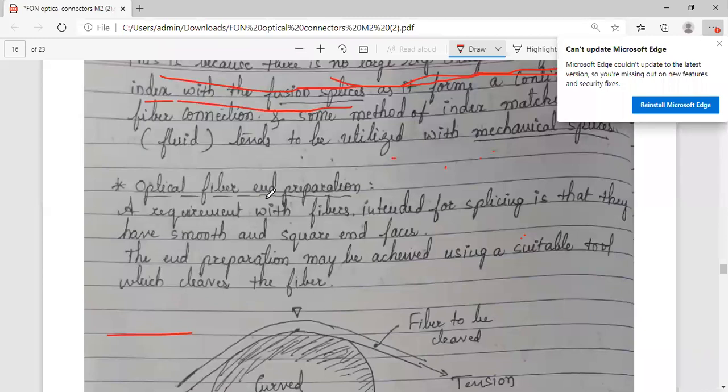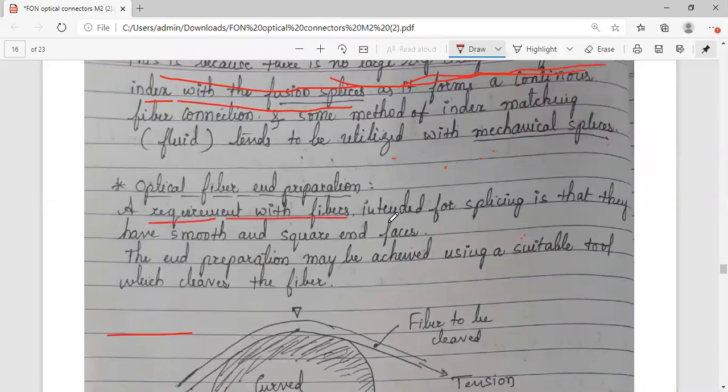If you want to go for any kind of splicing technique, your optical fibers should be end prepared. So a requirement with the fibers intended for splicing is that they should have smooth and square end faces. Square end faces means don't go by shape. Square end faces means they should be regular. They should not have any discontinuities, irregularities. Okay, so this is called end preparation.